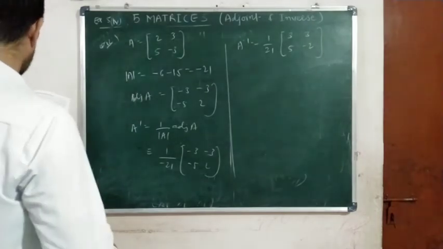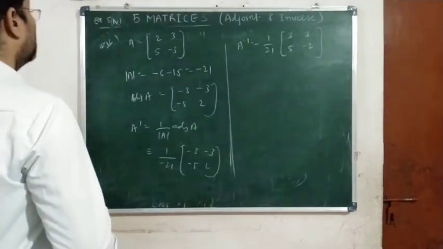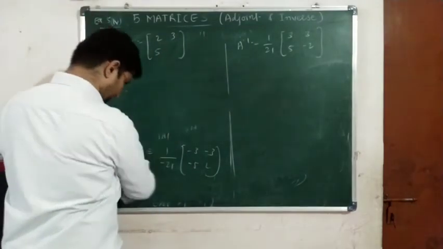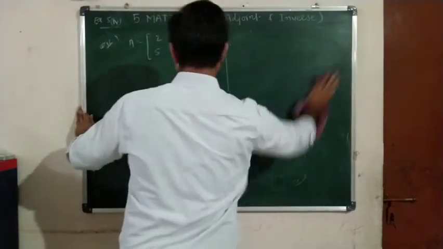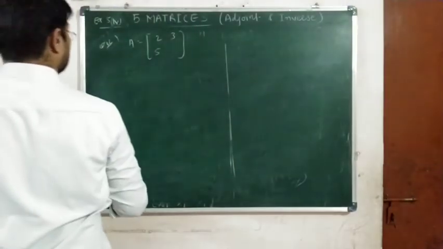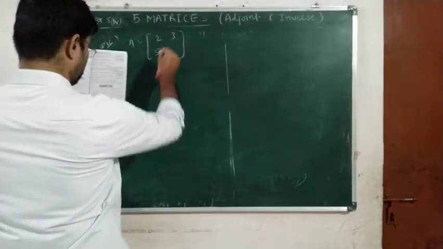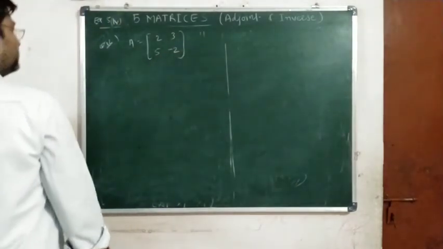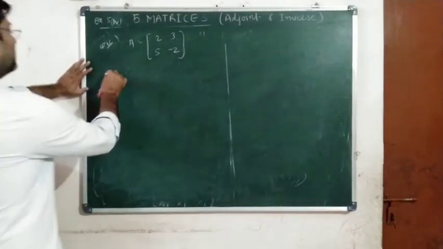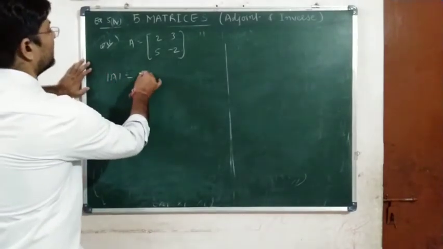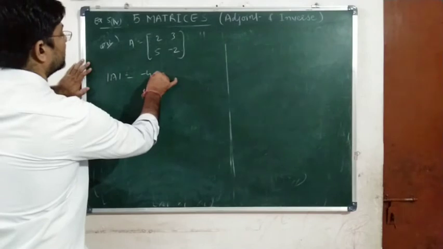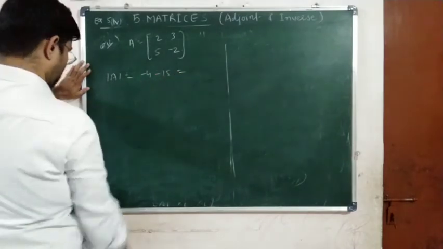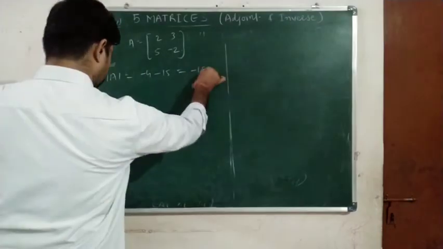Okay, we have made a mistake in the question, it seems. Yes or no? So let me correct the question. There is a mistake in the question, because if it is symmetric, then only it is possible, something like that. Yes or no? So okay, now determinant of A will be minus 19. Clear?